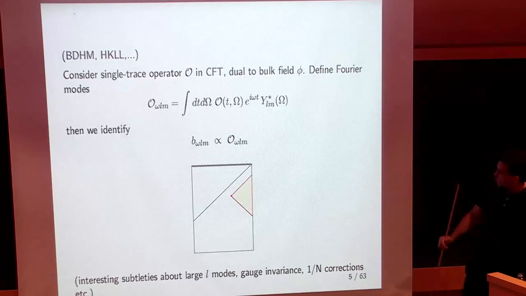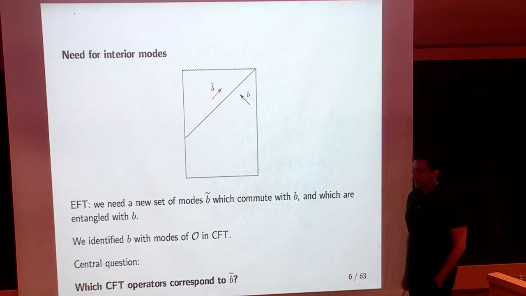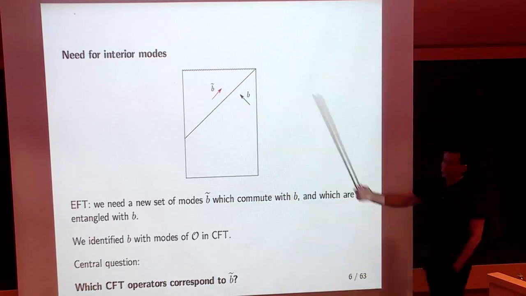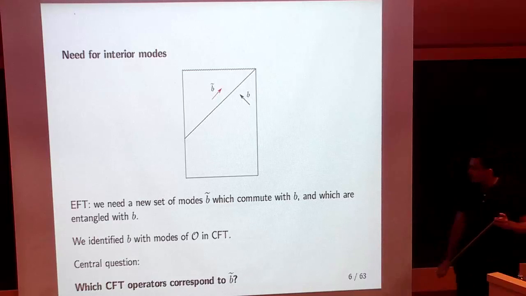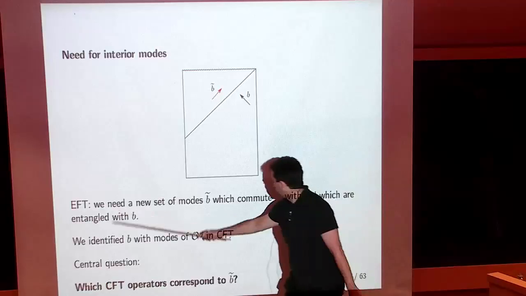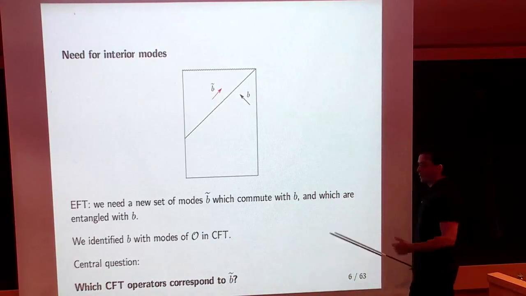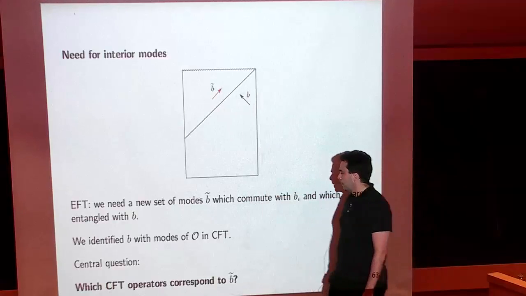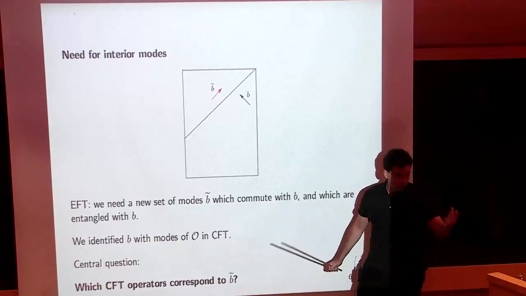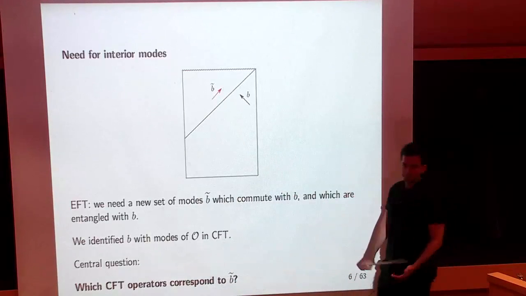Now, the main question we want to discuss is what happens when we want to go inside the horizon. You can see that from effective field theory, we need a new set of modes that I call B tilde, which are the right-moving modes on this diagram. These modes B tilde have the property, according to effective field theory, that they have to commute with the modes outside the horizon. And moreover, if we want the horizon to be smooth, they have to be entangled. So far, we have identified the modes B with the operator O in the CFT. And the central question we want to address is what is the meaning of the operators B tilde from the point of view of the conformal field theory.